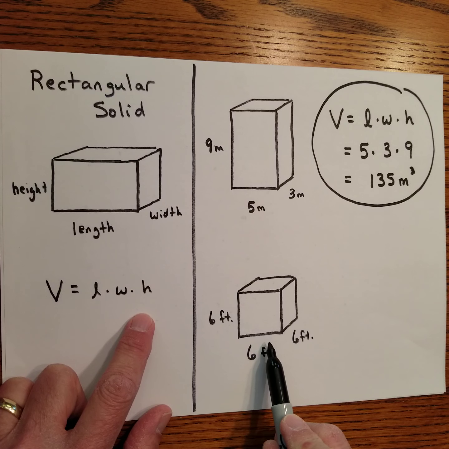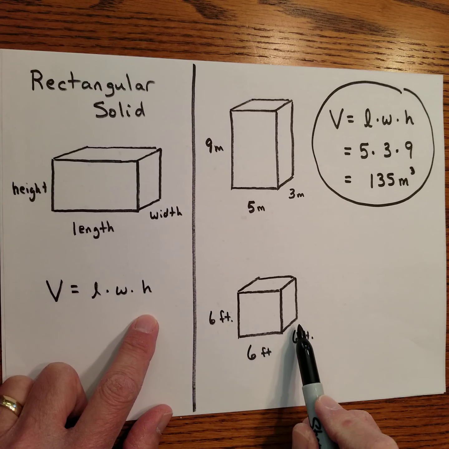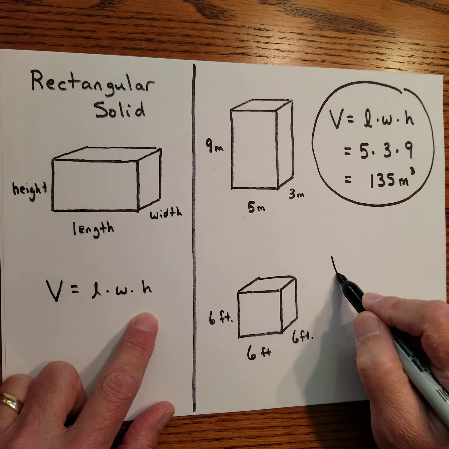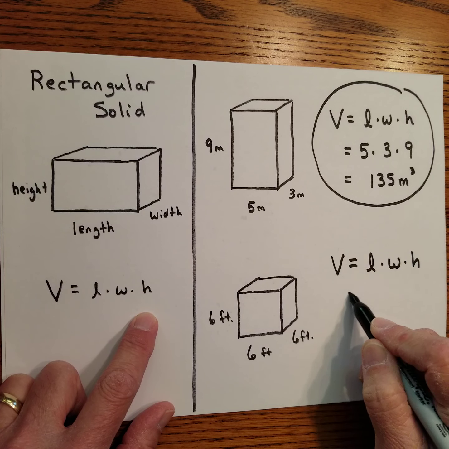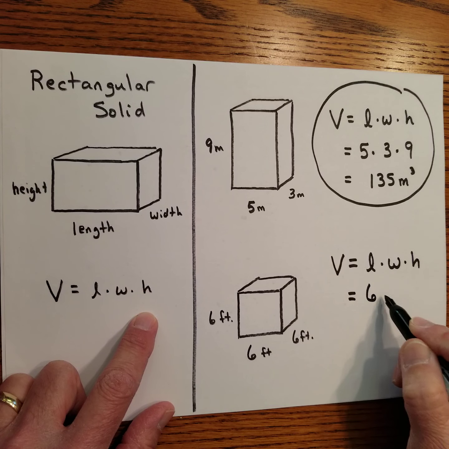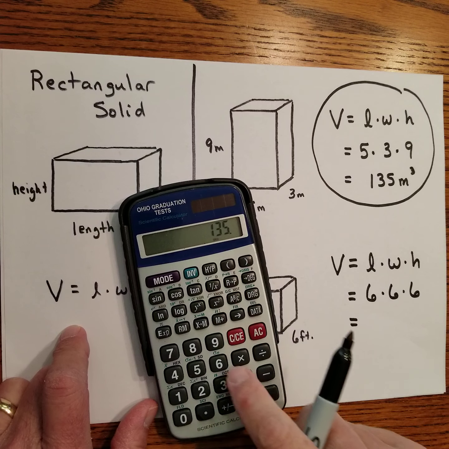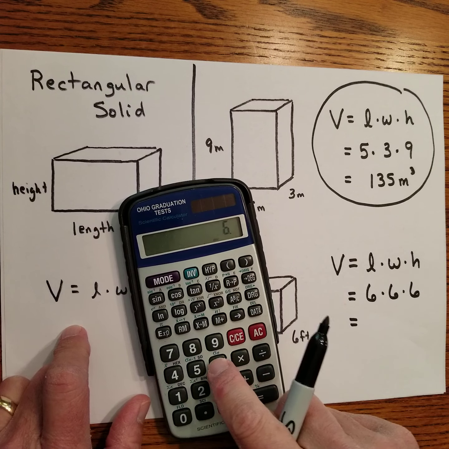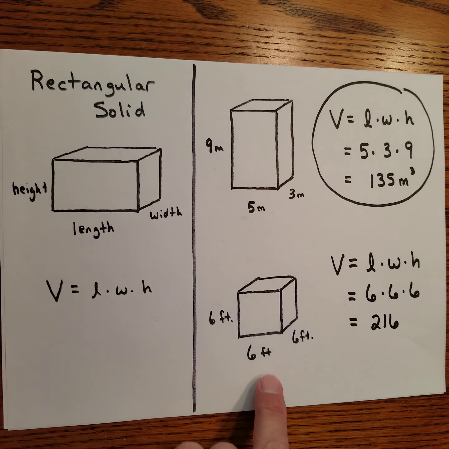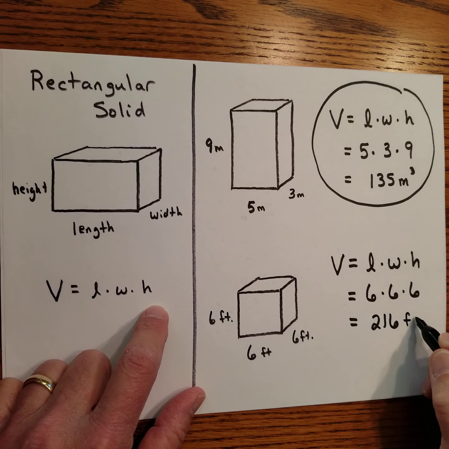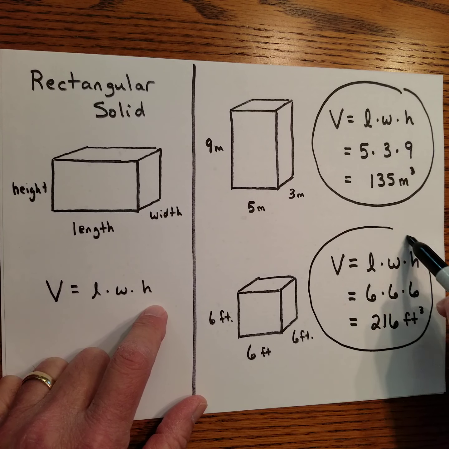Now this one's not only a rectangular solid, it's a special case where it's a cube. Cube meaning that all the sides are the same length. But I can use the same formula. Length times width times height. Since it's a cube, it's 6 times 6 times 6. And on my calculator, if I multiply 6 times 6 times 6, I get 216. This problem was in feet, so my volume is 216 cubic feet. Great.